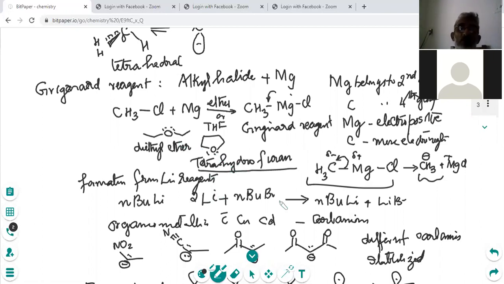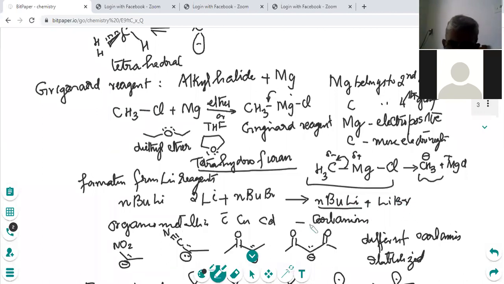So then lithium bromide. You can prepare N-butyl lithium and react with C6H5Cl. That is one of the methods I have given you. Lithium is reacted with N-butyl bromide. You will get N-butyl lithium plus lithium bromide. So that is also a method of making lithium reagent. Here N-butyl will act as a nucleophile, NBu minus, and lithium bromide.